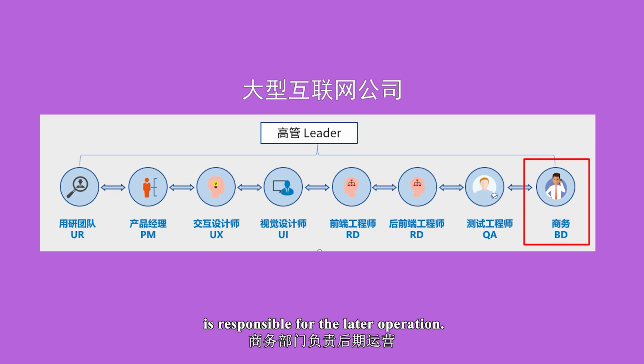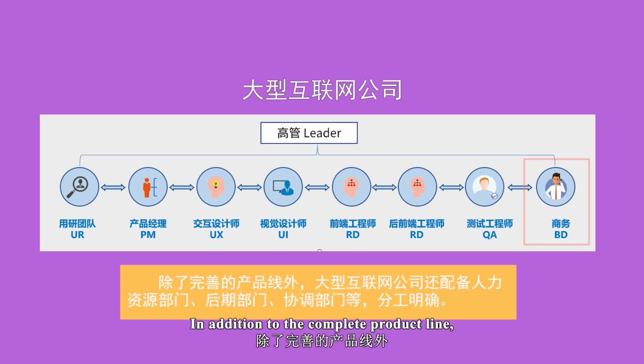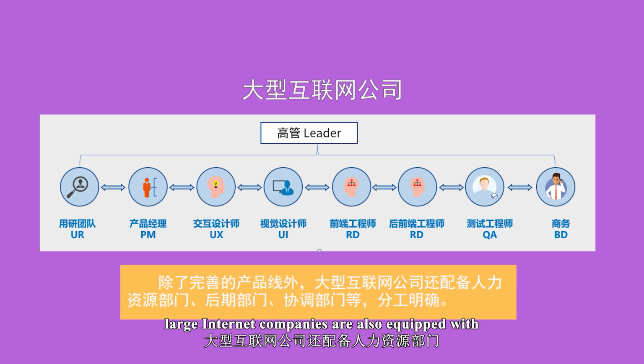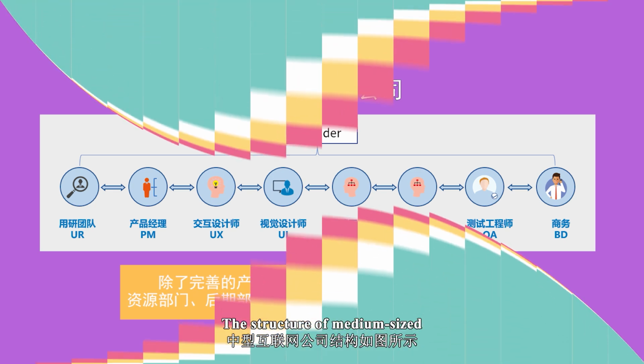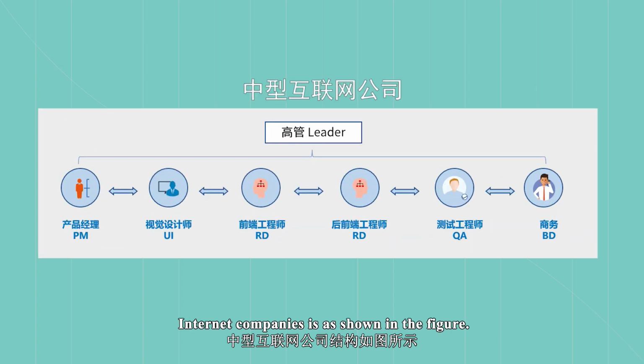later operation. In addition to the complete product line, large internet companies are also equipped with departments such as the Human Resources Department, the Post-Production Department, and the Coordination Department, with clear division of labor. The structure of medium-sized internet companies is as shown in the figure.